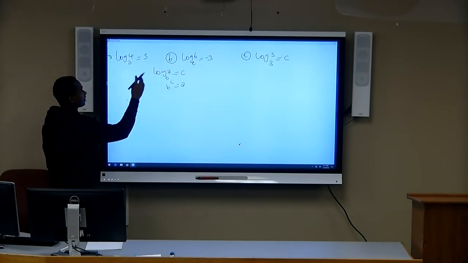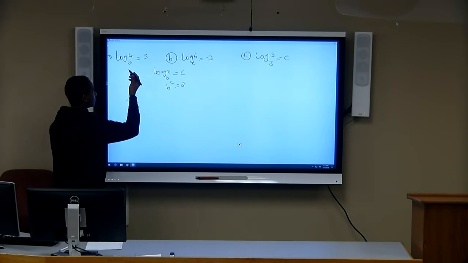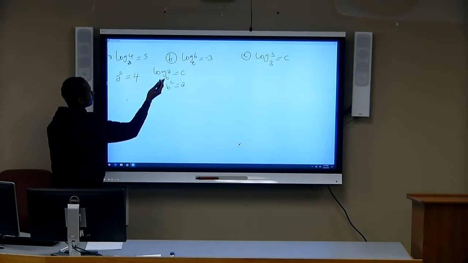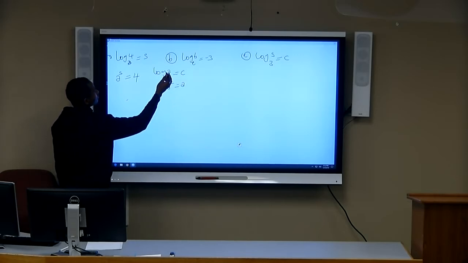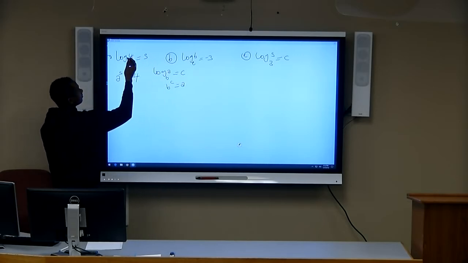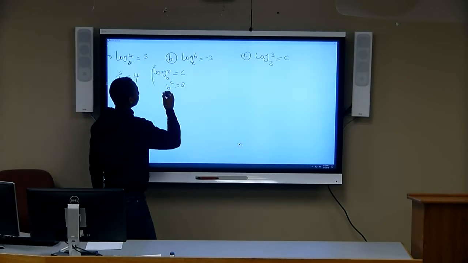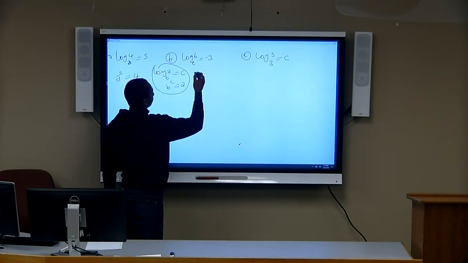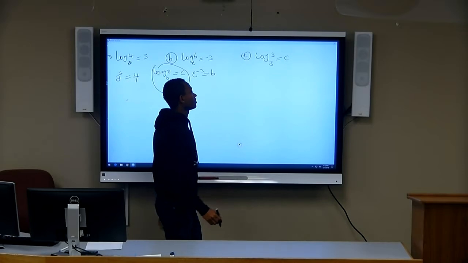So here we're going to do exactly the same thing we did here. You're going to go A raised to the power 5 is equal to 4. A to the 5 is equal to 4. It's the same as here. B to the C is equal to A. So we're going to do exactly the same thing here. This one is going to be e to the negative 3 is equal to b.